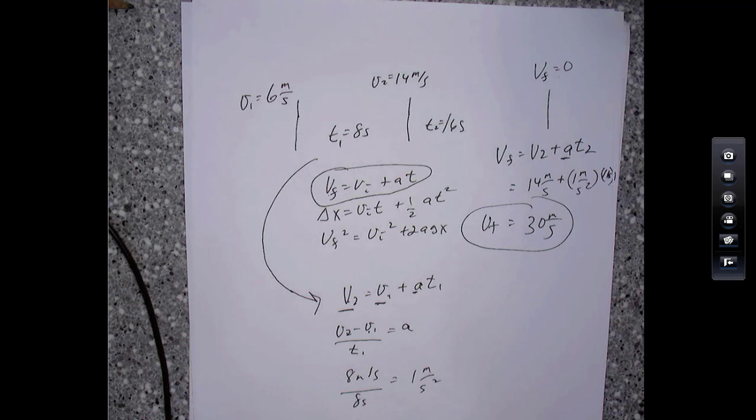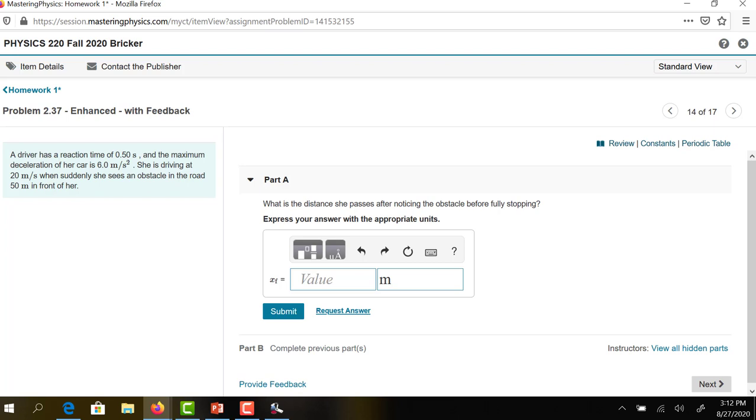Okay, and we got one more to look at. So this one I want you to take a look at before we meet next time, and we could talk about it then. It's similar to one that we did before. This is 2.37. The only difference, and I just wanted to say this about this one, is there's a reaction time before anything even happens. So a driver has a reaction time of 0.5 seconds. So for 0.5 seconds, she doesn't do anything.